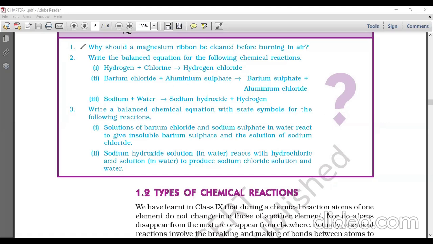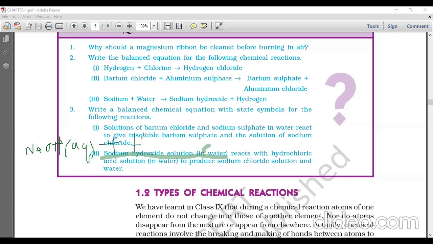So whenever it is a solution, it means it is dissolved in water. So in water, we write aqueous. Sodium hydroxide, right? What is the formula of sodium hydroxide? NaOH, and it is a solution in water, so we write it as aqueous, plus hydrochloric acid.